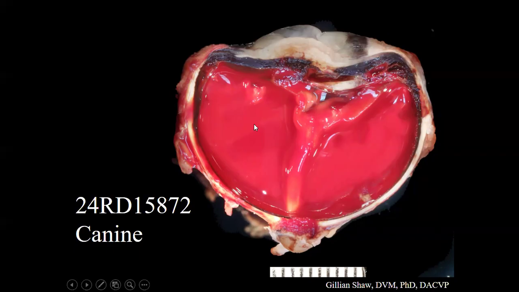And there is a substantial amount of subretinal hemorrhage. There's probably also vitreal hemorrhage and hemorrhage in what remains of the posterior chamber.